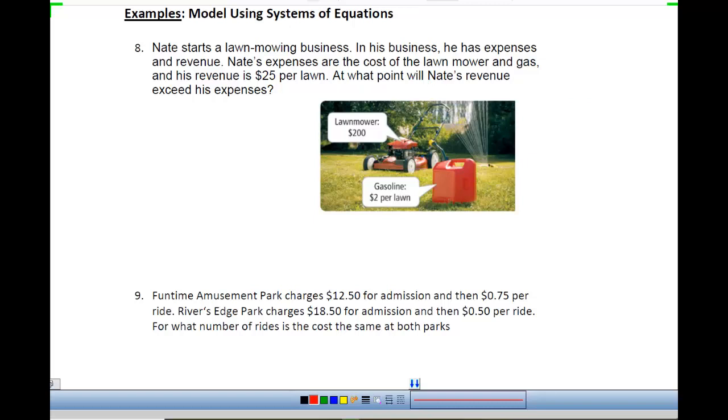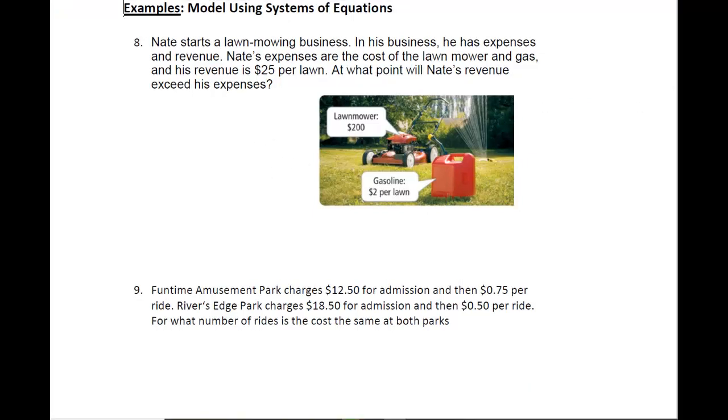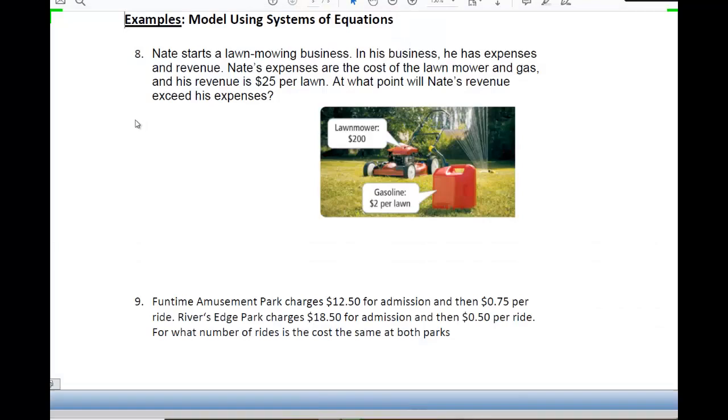So we got a couple equations. He's got two things going on. He's got a cost and a revenue. So let's go ahead and write those. So he's got a cost or expenses. And his costs are what? Let's see. He's got a lawnmower that costs $200 and $2 per lawn. There's one of our trigger words there again, rate of change. So his cost is equal to $2 per lawn, we'll just call that x, and the $200 lawnmower.